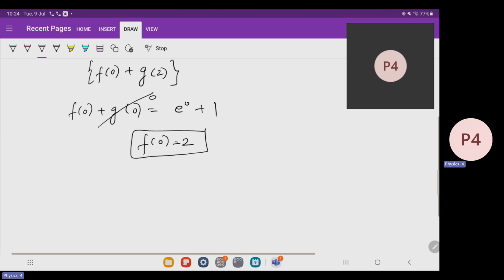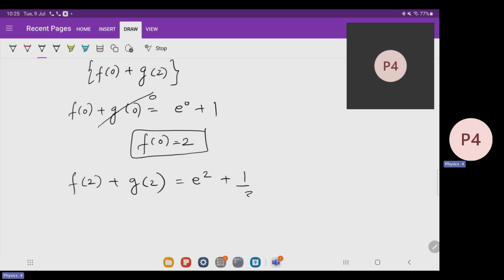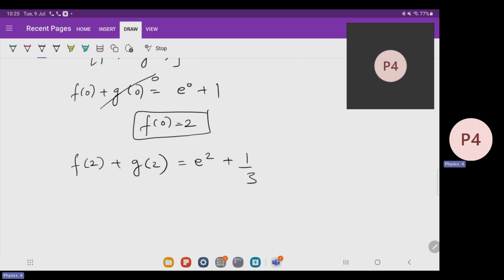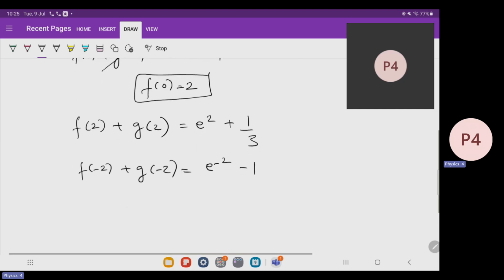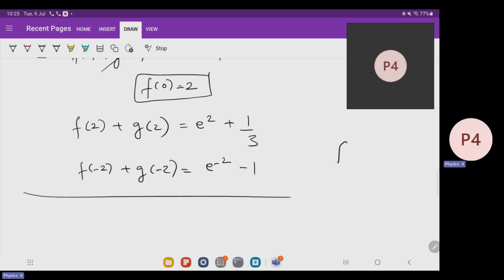Now we want g of 2. So in the given equation, let us put x as 2. So we will get f of 2 plus g of 2 is equal to e raised to 2 plus 1 upon 3. Now in the same equation, we will put x as minus 2. We will get f of minus 2 plus g of minus 2 is equal to e raised to minus 2 minus 1. Now what is f of minus 2? F of minus 2 will be same as f of 2 and g of minus 2 is minus g of 2.